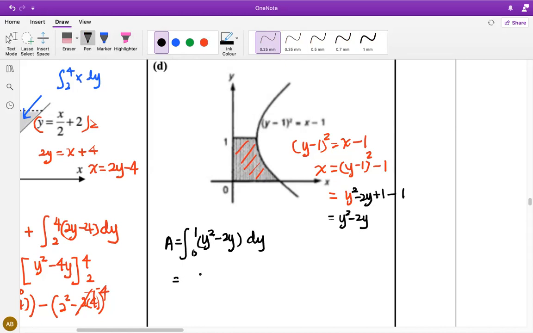Okay. So you get y cubed over 3 minus 2y squared over 2, from 1 to 0. So you can get the answer yourself.